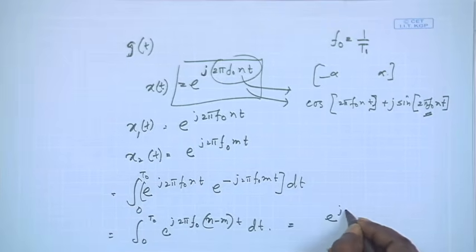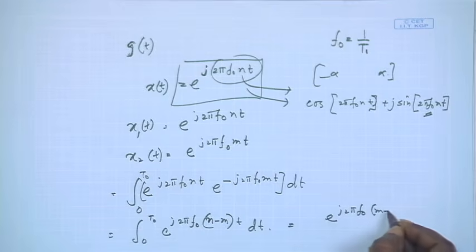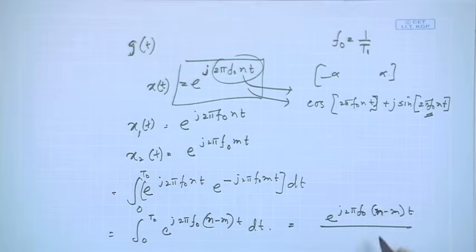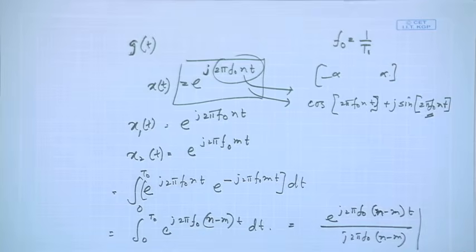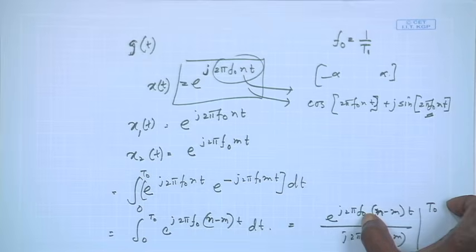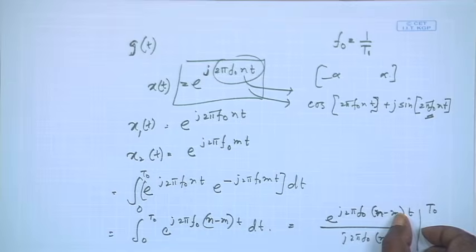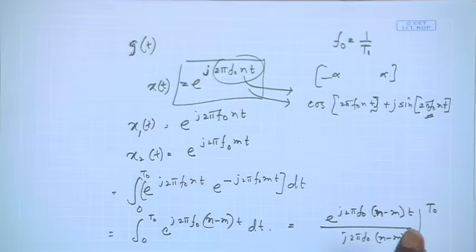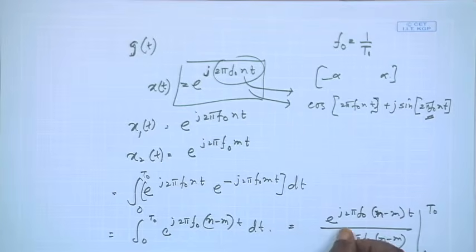It should be e to the power j 2 pi f0 (n minus m) t, divided by the coefficient j 2 pi f0 (n minus m), and then we have to put the limits 0 and t0. Now, if we put t0, t0 is 1 by f0, right? So this gets cancelled. n is not equal to m, so this cannot be 0; it must be some positive integer.